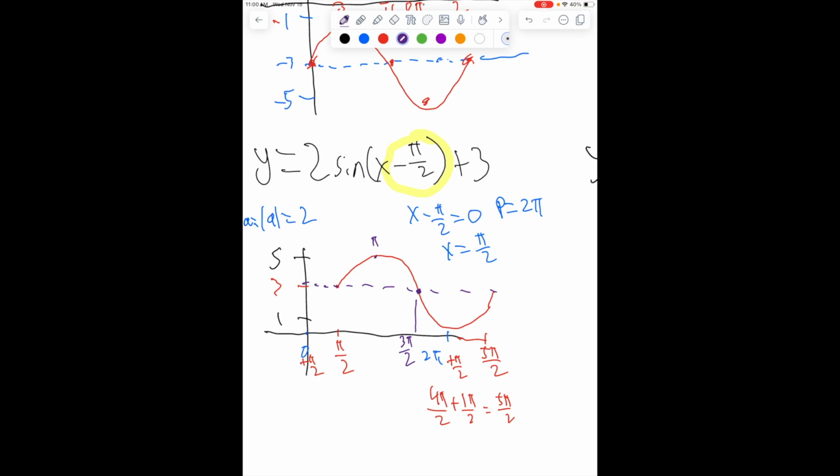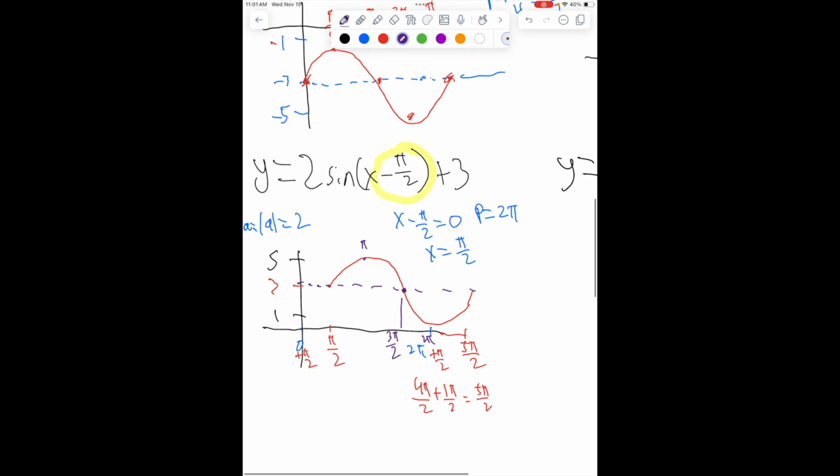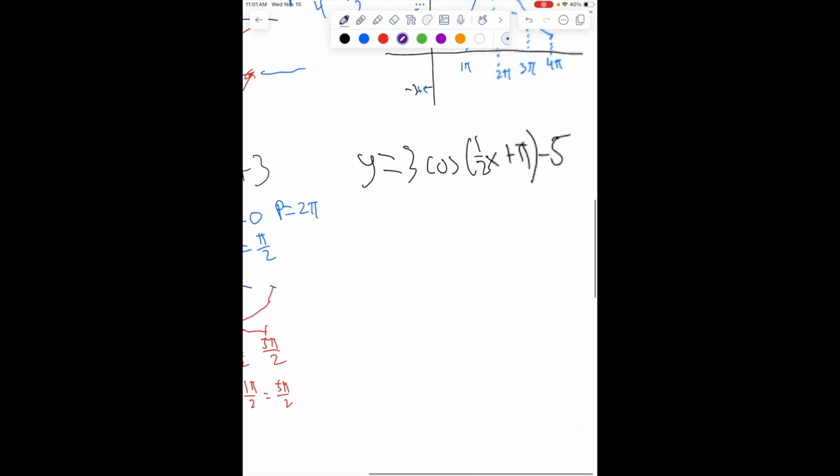This would be pi, 3 pi over 2. This would be, like we already had it labeled, 2 pi. So this would still be 2 pi. And then again, 5 pi over 2. Do make sure that you label the middle points and the maxes and the mins.